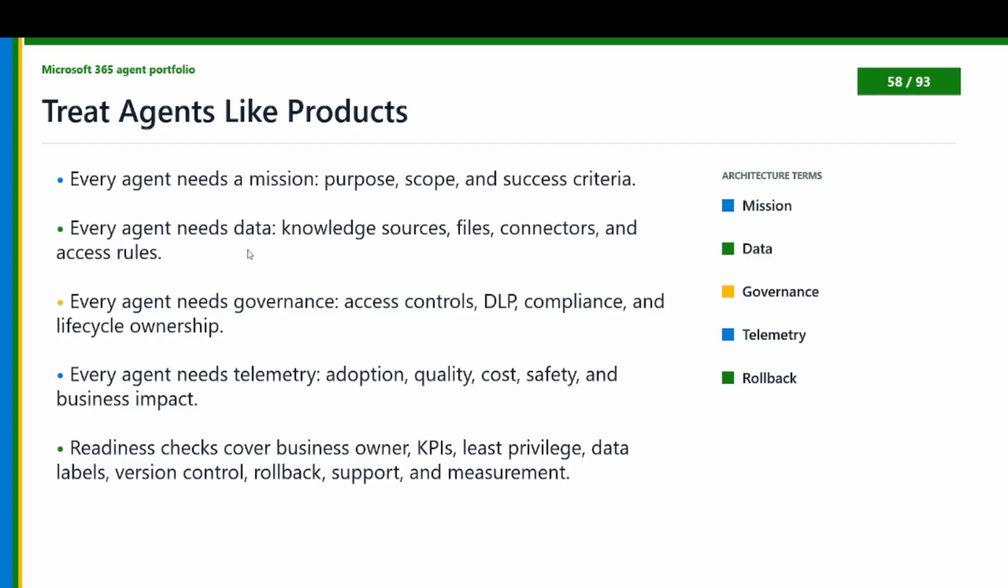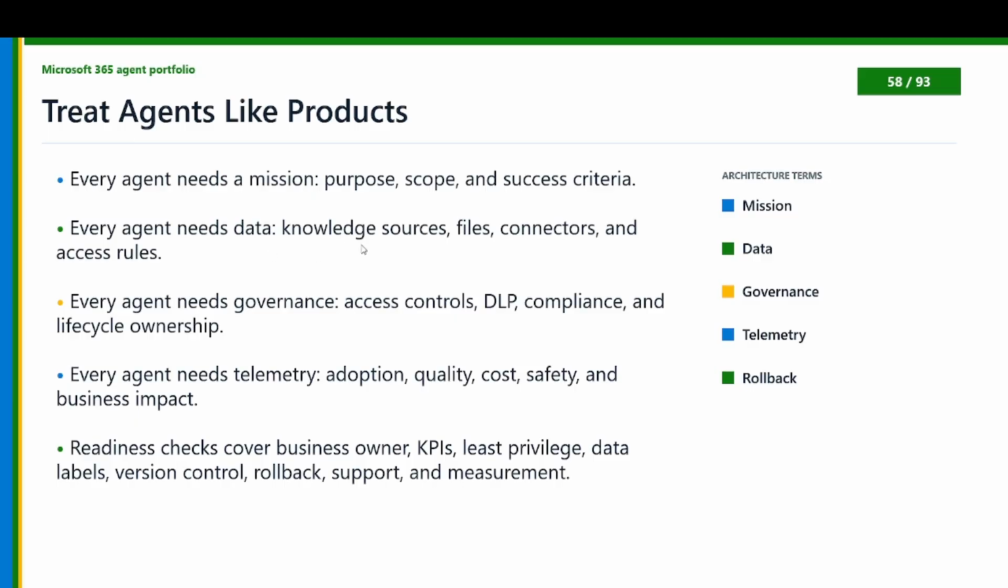So every agent needs data. Very, very important. Without data, you are building an agent that will hallucinate and that will fail. Data is the foundation of intelligence. Good data is always the foundation of an intelligent AI application. So every agent needs data.